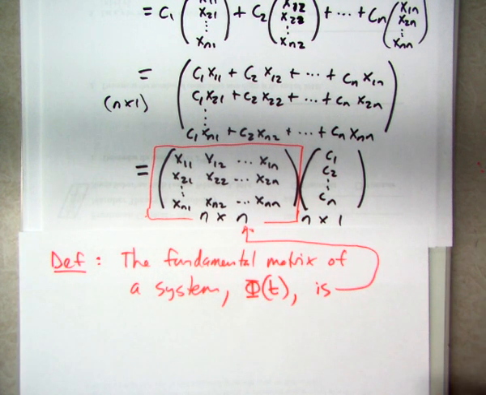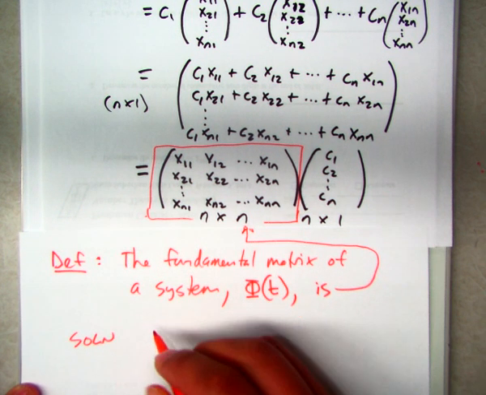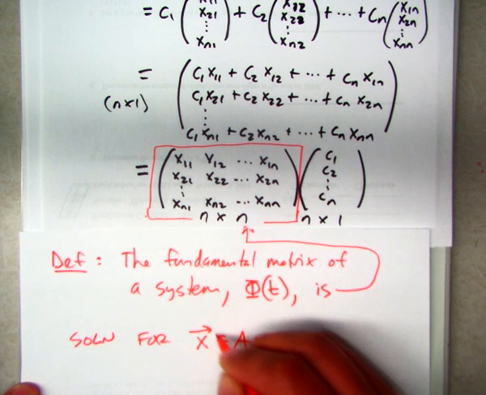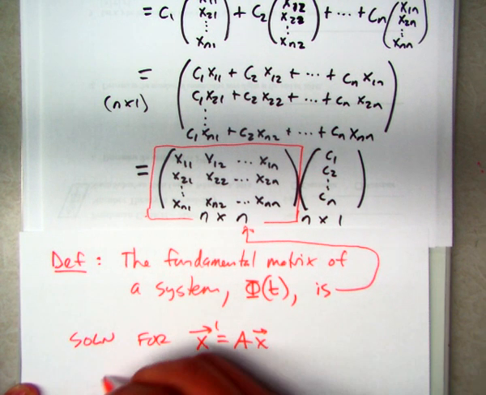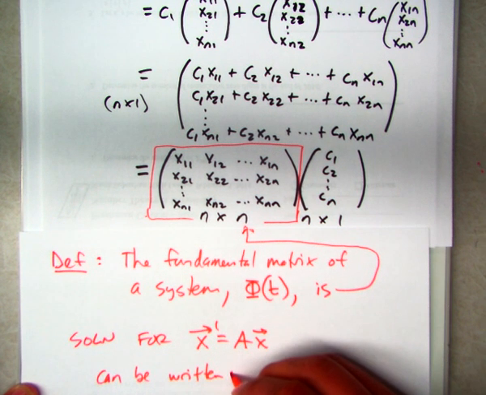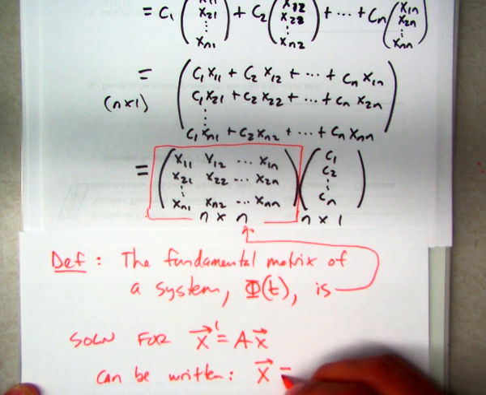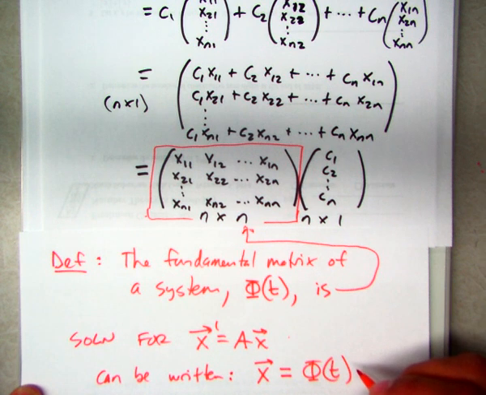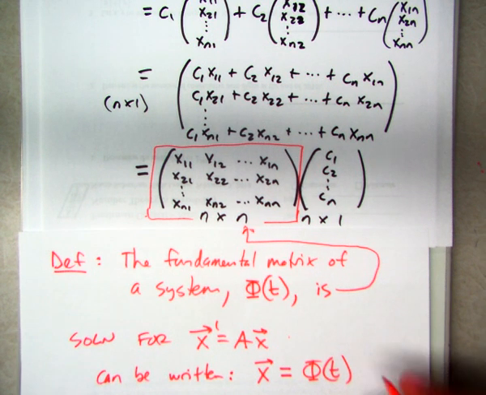Which then means that the solution for the homogeneous system x prime equal to Ax can be written as x equal to, and we just call this phi of t, times c, where c is an arbitrary n by 1 column vector of constants.